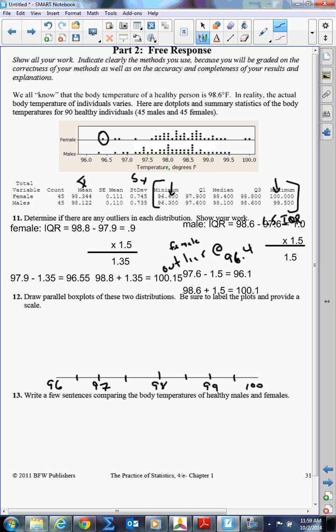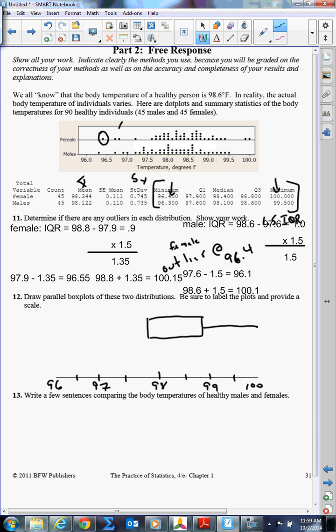So Q1 for the females is at 97.9. So I'm going to guesstimate it about right there. And Q3 is at 98.8. I'm going to guesstimate it there and complete my rectangle. Now the maximum value is at 100, so that's the end of my graph over. But remember that the min, 96.4, was an outlier, so I don't want that on my whisker.